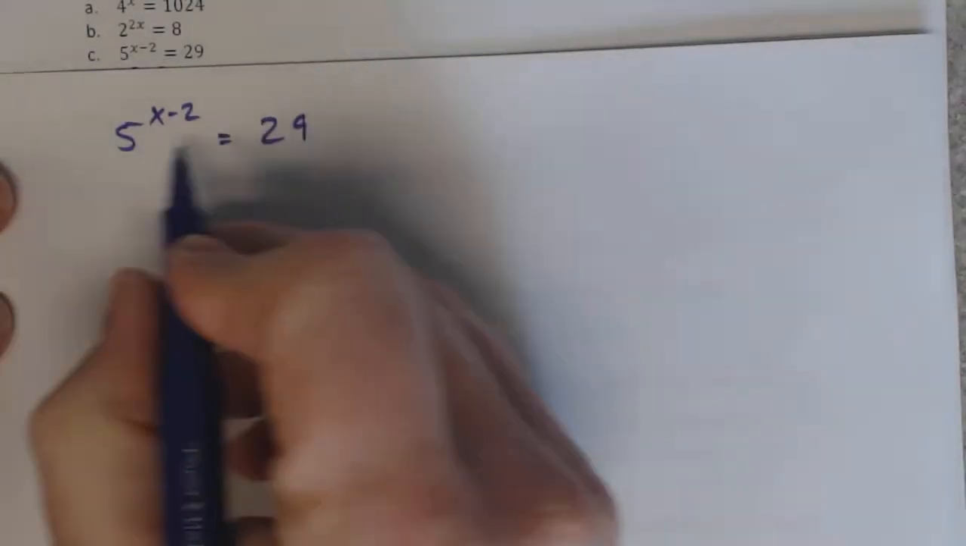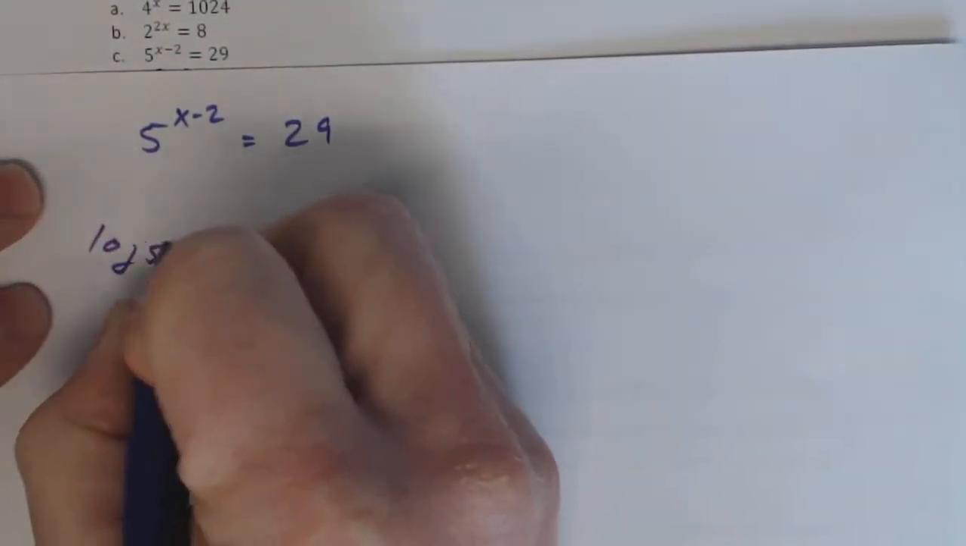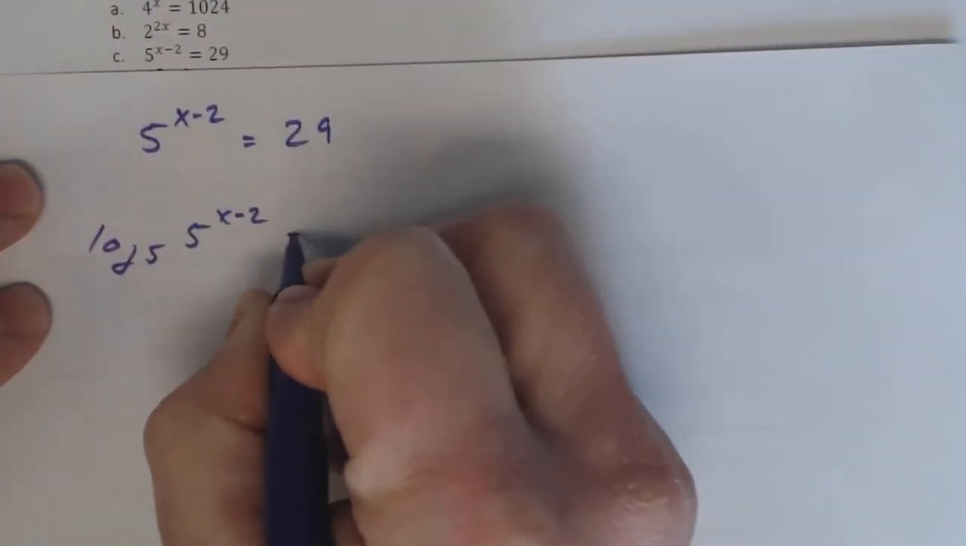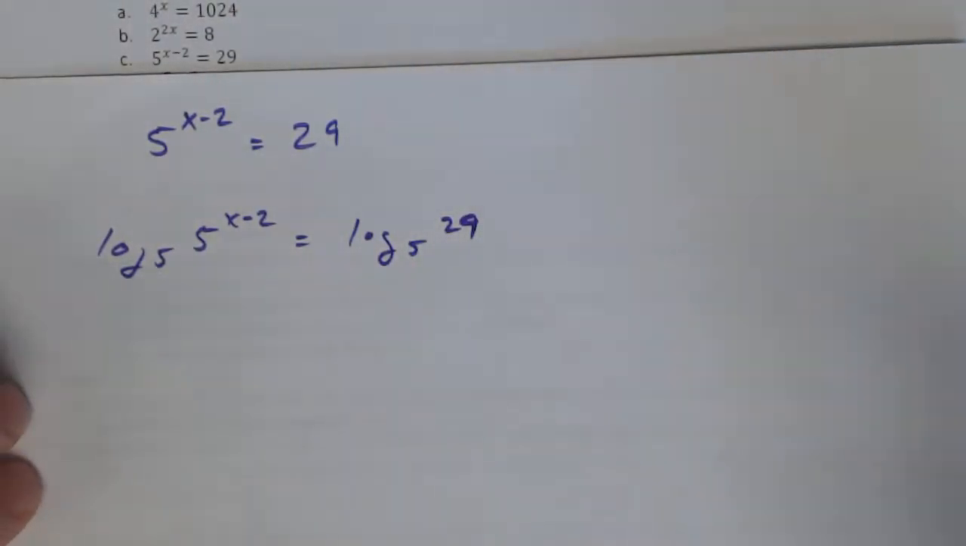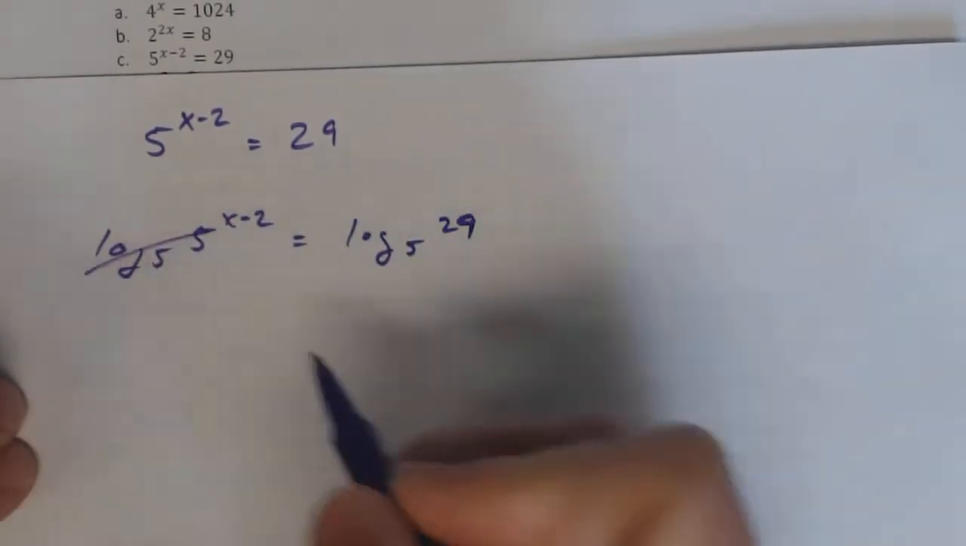So I'm going to take log base 5 of both sides. Or basically, I'm changing it from an exponential to a logarithmic equation.